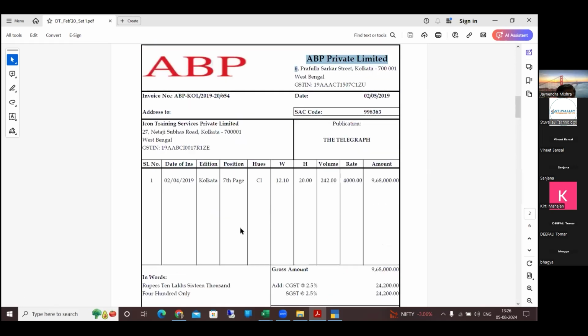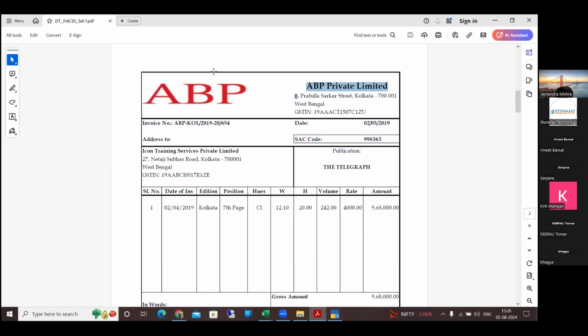Yes. If you read the invoice, you will come to know. So we have done advertisement for our company, in the Telegraph newspaper. So the advertisement of our company is published in the Telegraph newspaper, on the 7th page. So friends, who has published this advertisement? This advertisement is done by ABP Private Limited.